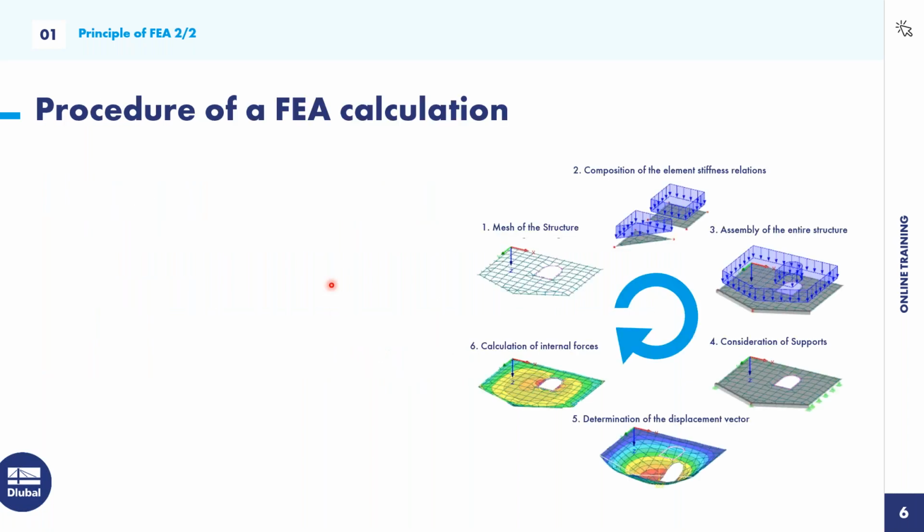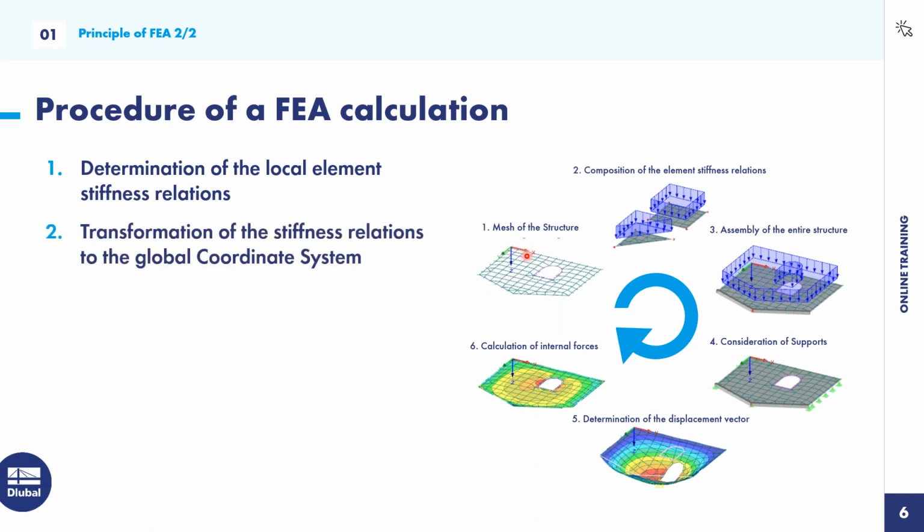Good. So what is the general procedure of an FEA calculation? On the right side, you can see this image with the basic steps. First of all, we do the discretization. So we determine the local stiffness relations, the local element stiffness matrices at each node. So we mesh the structure, so we do the discretization. Then we transform it to the global coordinate system and assemble the entire structure.